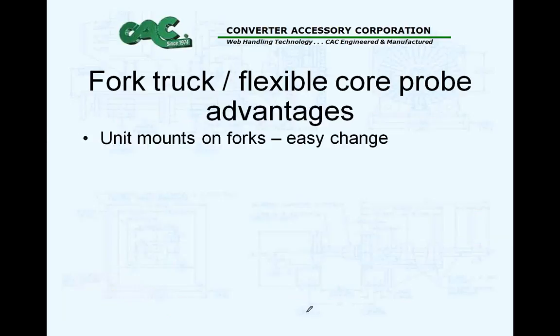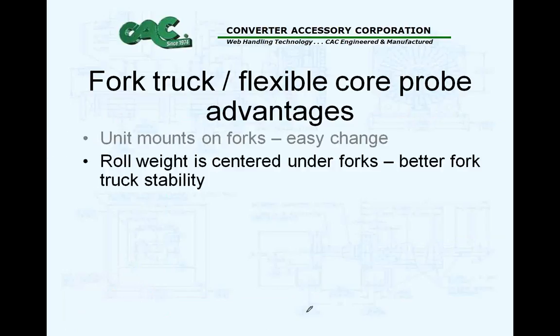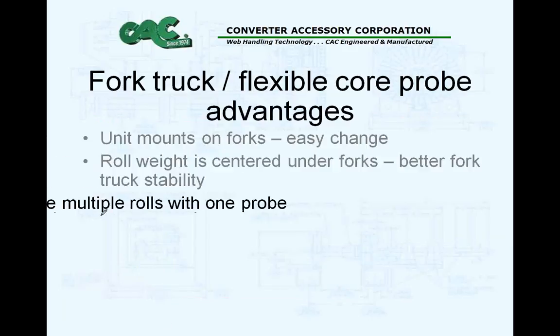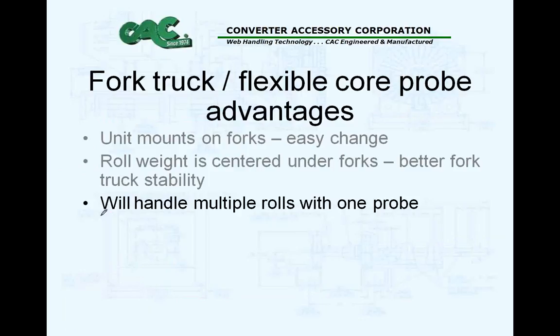Some advantages: it's easy to change from a fork truck to a roll handling device and back again. The roll weight is now centered underneath the fork, so you can see your roll weight is where the weight is supposed to be on a fork truck. Instead of being cantilevered away from the forks, it's right where it's supposed to be. So it can be more stable than a rigidly mounted probe type. They can handle multiple rolls with one probe.